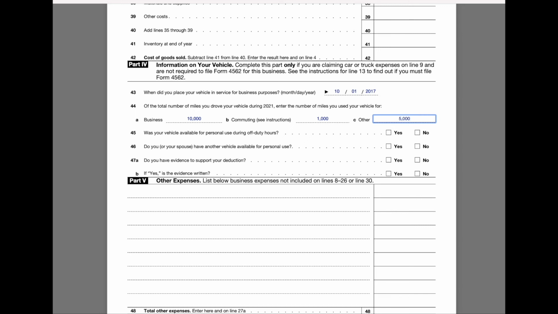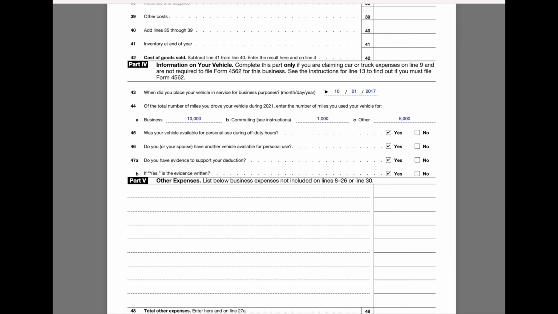Was your vehicle available for personal use during business hours? If you have your vehicle at your house, the IRS probably isn't going to believe that you use it 100% for business. So was your vehicle available during off-duty hours? Yes, it was. Do you or your spouse have another vehicle available for personal use? If you only have one vehicle, the IRS isn't going to believe that you have 100% business usage. Do you have evidence to support your deduction? If yes, is it written? With the amount of available apps that track this kind of stuff, it's very easy to do. So you can go ahead and mark yes for both of those.